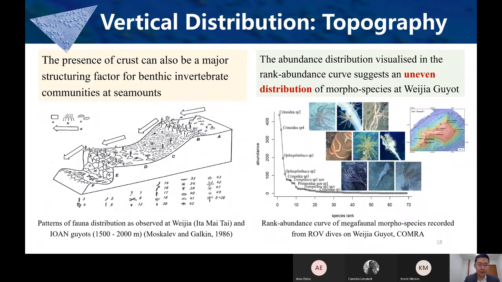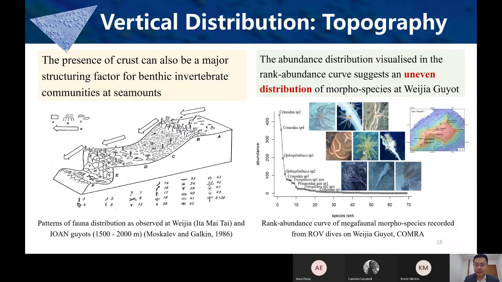In the 1980s, a Russian scientist visited a seamount in the Triangle area, showing that the presence of crust can also be a major factor for the benthos communities at the seamount. After 30 years, Chinese scientists revisited this seamount. The abundance distribution in the rank abundance curve suggests an even distribution of morpho species in the same seamount.